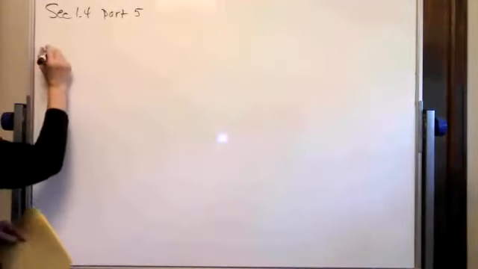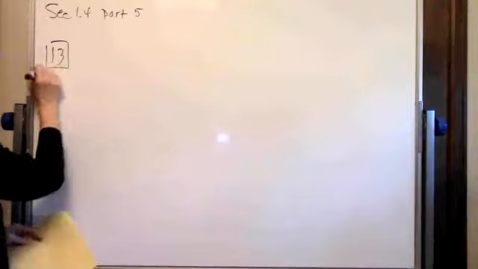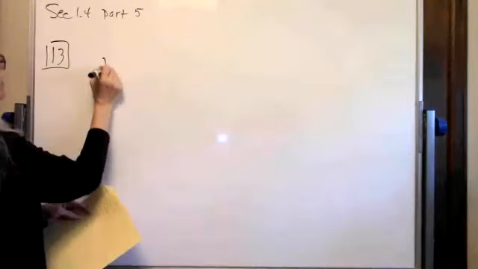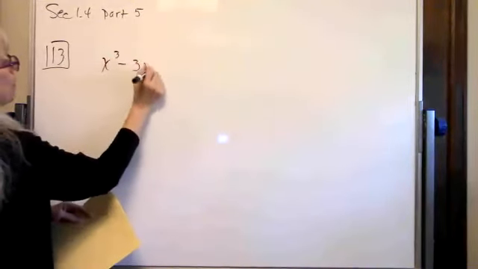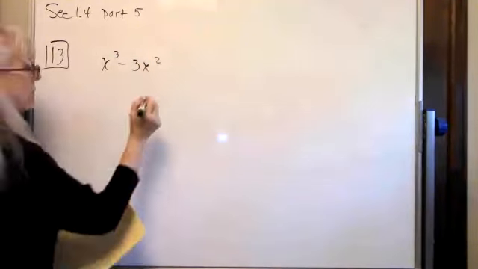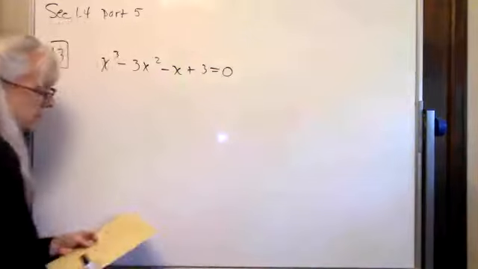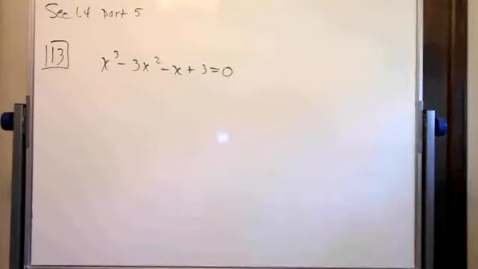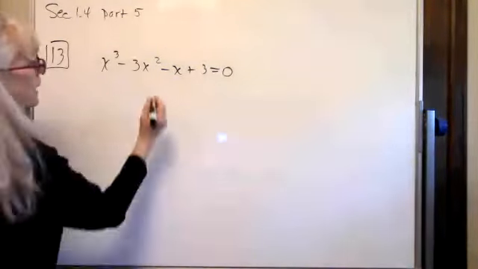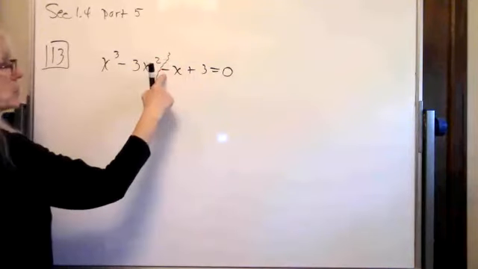So example 13. We have x to the third minus 3x squared minus x plus 3 is equal to 0. So 4 terms. That's my clue that I'm grouping. We're going to cut it in half, which would be right here. And again, it's before that middle sign.